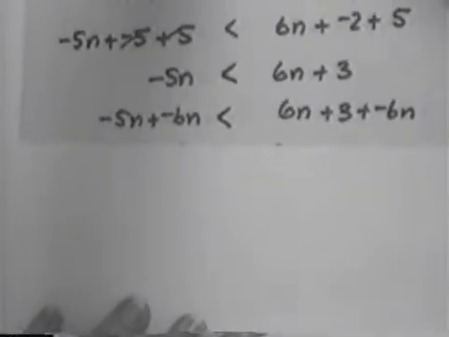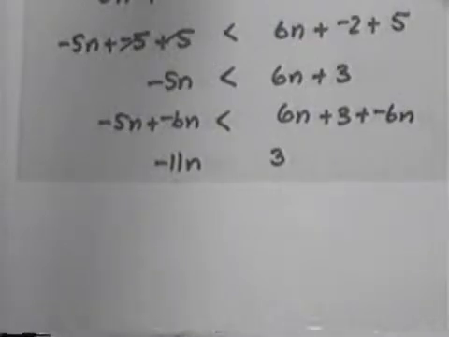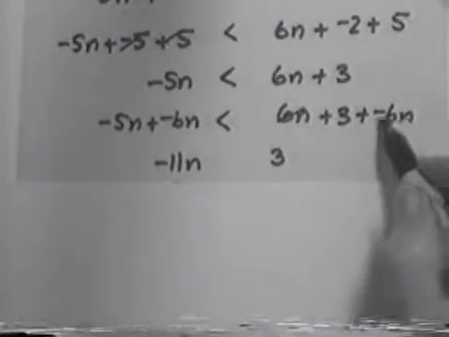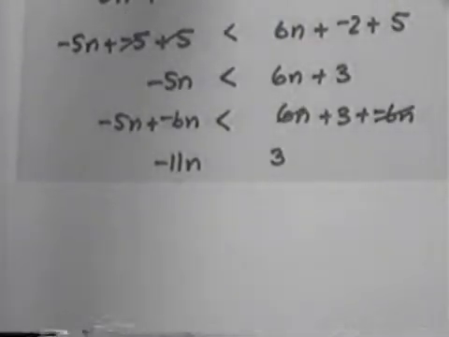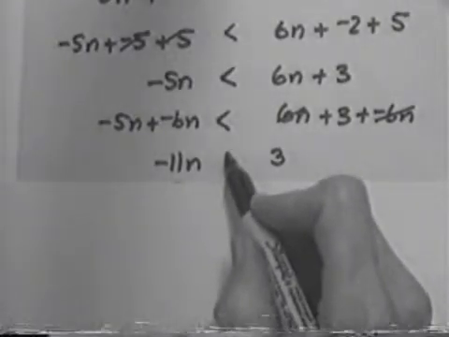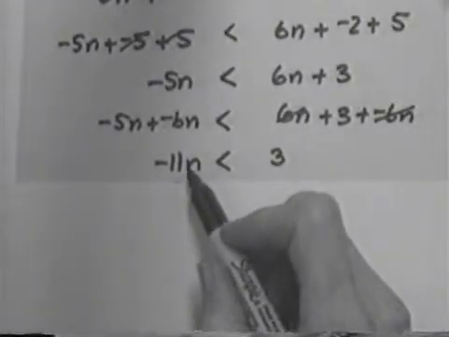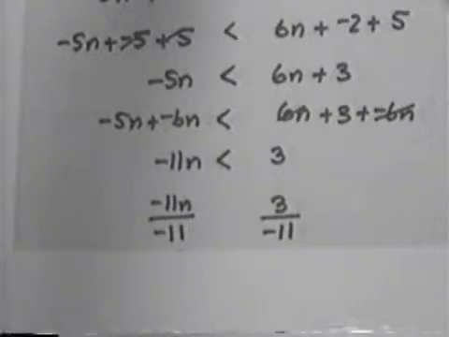Now we'll combine terms. On the left, we get negative 11n. On the right, the 6n and negative 6n in effect cancel, and so we're left with 3. All we've done is combine terms. That does not reverse the inequality symbol. The only thing left is to remove the coefficient of n. So I'll recopy negative 11n and 3 and divide both sides by negative 11.